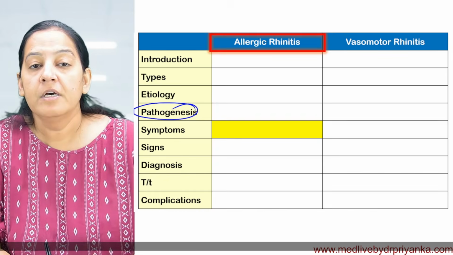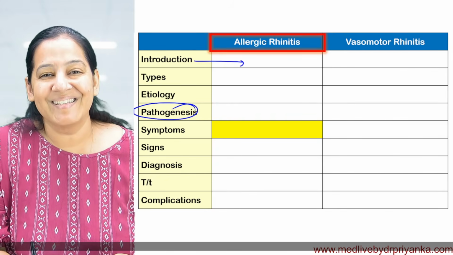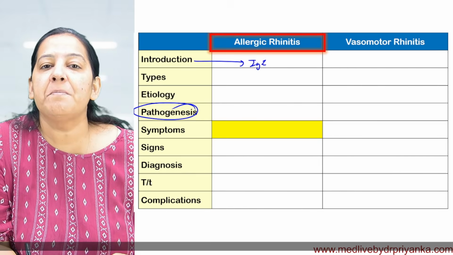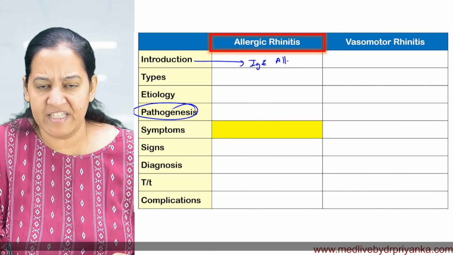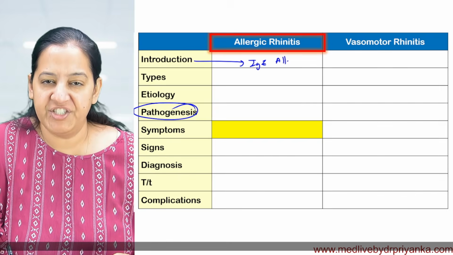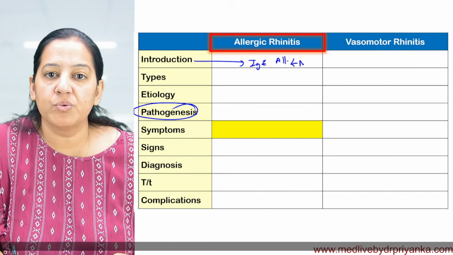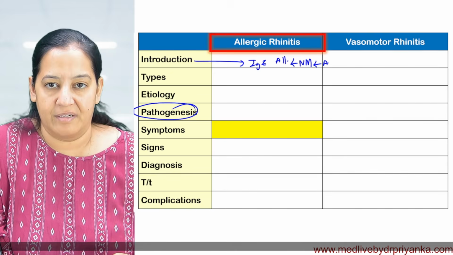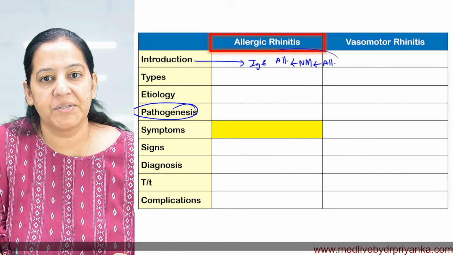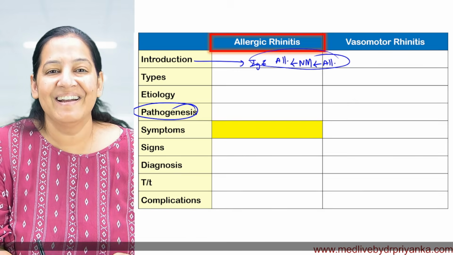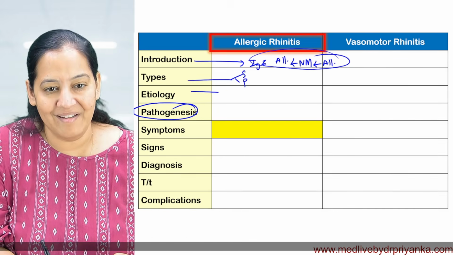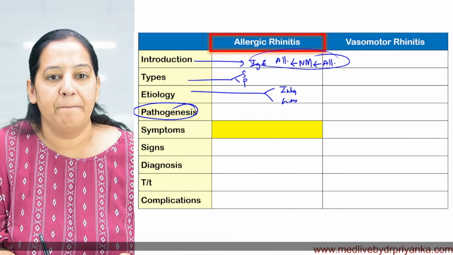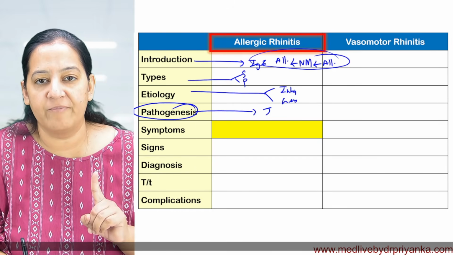So pathogenesis is done. Do you know the definition of allergic rhinitis? Now you can understand in the definition why again and again I am saying it's IgE-mediated allergy. It's an IgE-mediated allergic reaction of the nasal mucosa, caused by an inhaled allergen. So this is the definition. Now you have a better understanding. Types: it is of 2 types, seasonal and perennial. Etiology: 2 causes, inhalation of the allergen and genetics. Pathogenesis: make the complete flowchart of type 1 hypersensitivity.